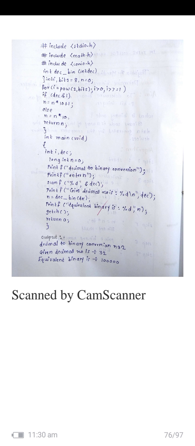The decimal to binary conversion is n = 32. Then the given decimal number is 32 and the equivalent binary number is 10,000. This is the program for binary numbers.